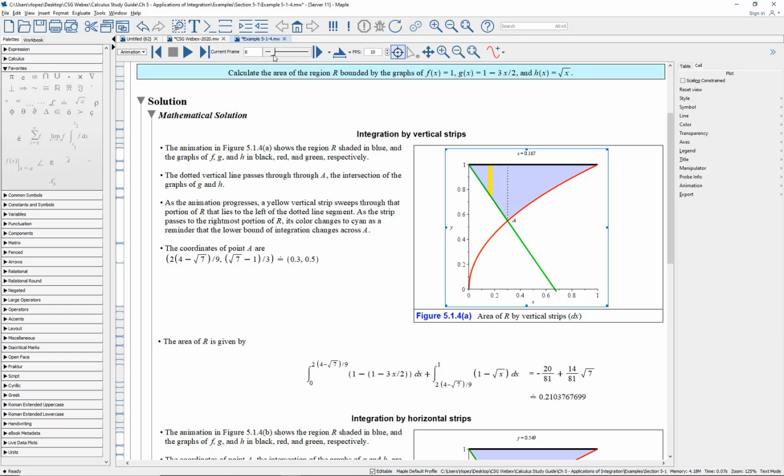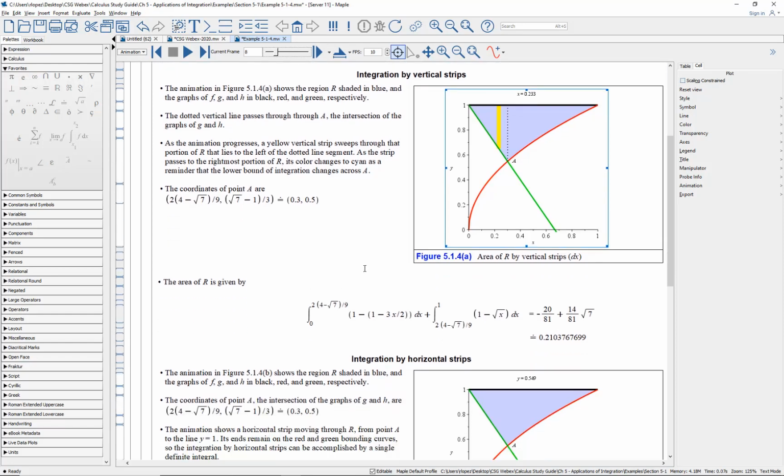Okay, so this animation shows that when the vertical strip hits a certain spot right there, the bounds on the integration change. On the left, it's between the green and the black, and on the right, it's between the red and the black. And so this animation helps the student understand that a vertical strip for this region is not the most efficient, because it's going to require writing down two integrals.